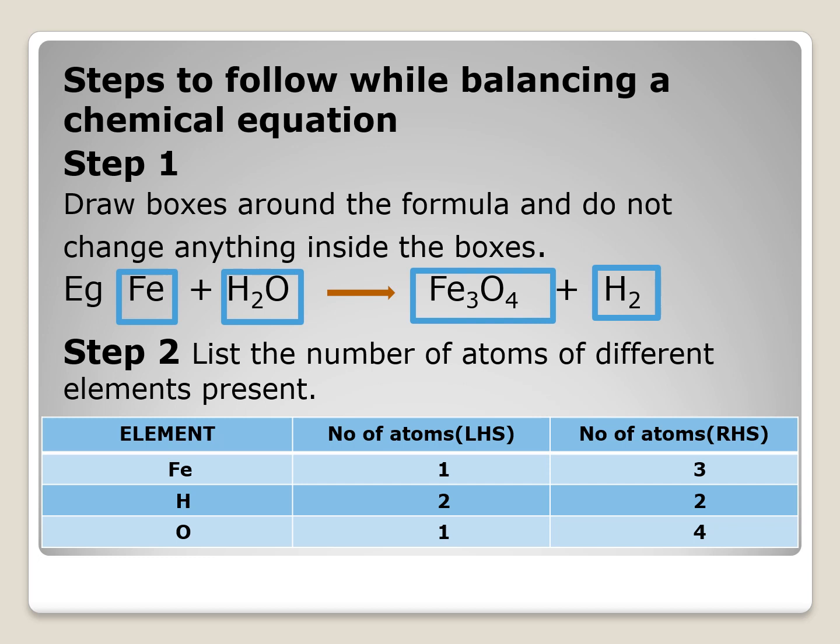Second step, now make a list of the number of atoms of different elements present on left hand side and right hand side. So it becomes like this. Iron, left hand side is 1 and right hand side it's 3. Hydrogen, left hand side 2, right hand side also 2. And oxygen, left hand side 1 and right hand side 4.